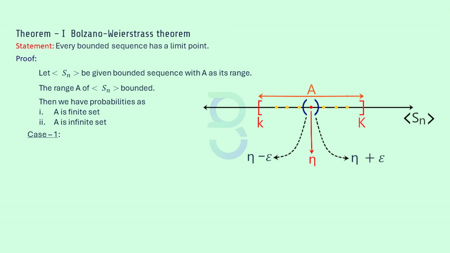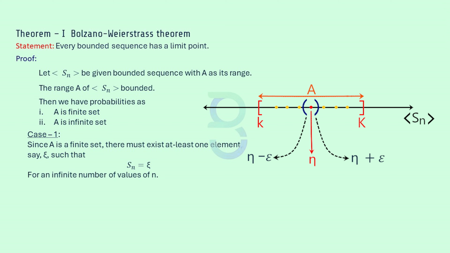So there must exist at least one element, say psi, such that Sn equals psi for an infinite number of values of n. This means that if the open interval (psi minus epsilon, psi plus epsilon) is a neighborhood of psi for some positive real number epsilon, then Sn equals psi belongs to the open interval (psi minus epsilon, psi plus epsilon) for an infinite number of values of n. Thus, psi is a limit point of the sequence Sn.